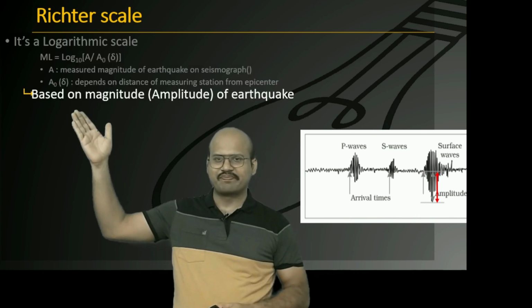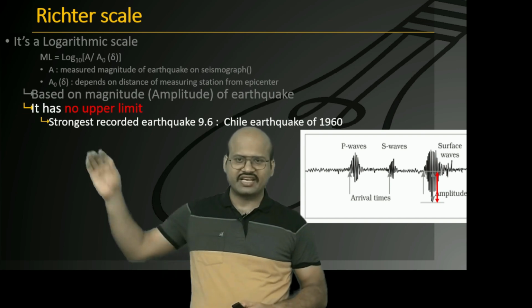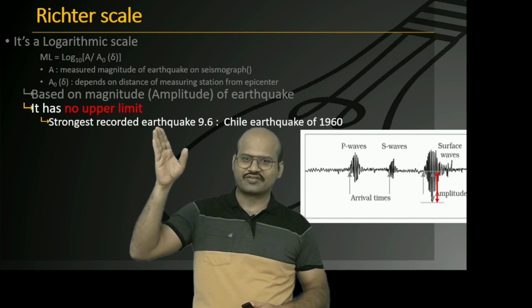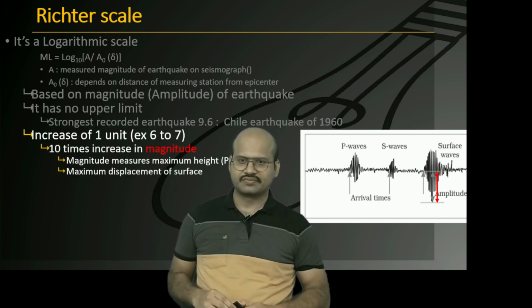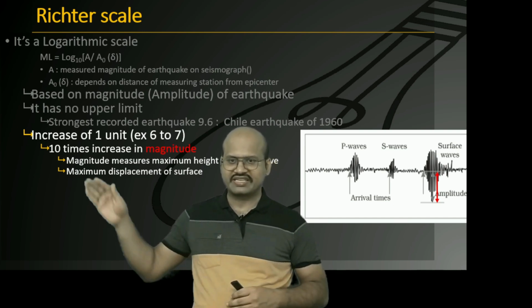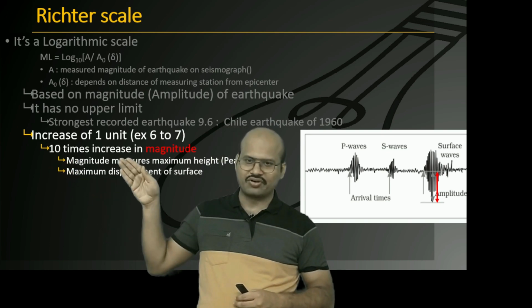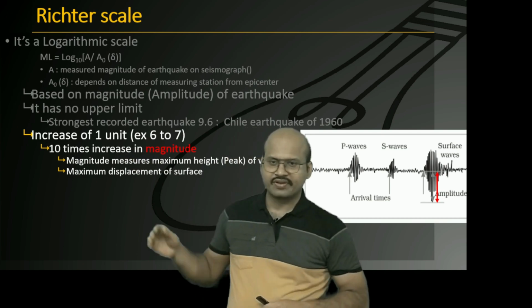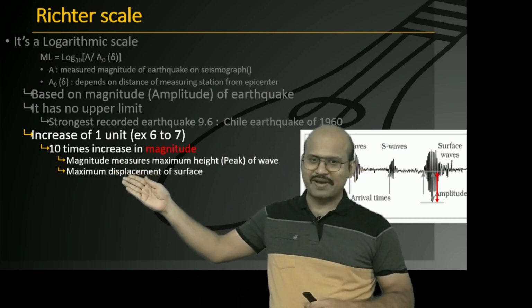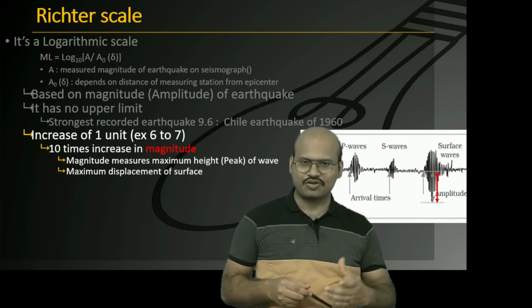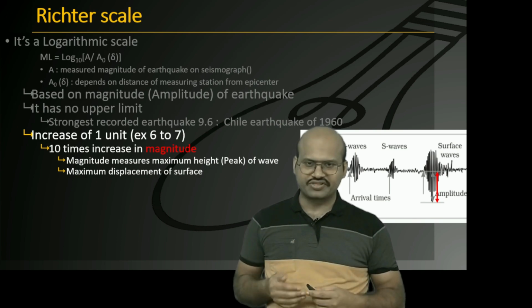It is based on magnitude, as we have already seen. It has no upper limit, but the strongest recorded earthquake is 9.6, which occurred in Chile. Now, for a 1 unit increase on the Richter scale, a 7 unit Richter scale earthquake is 10 times more in amplitude compared to a 6 unit Richter scale earthquake. Magnitude is measured by the maximum height of the wave. We have already seen that this is the maximum height of the wave, and this will be used to measure the magnitude, which will be used in the Richter scale.